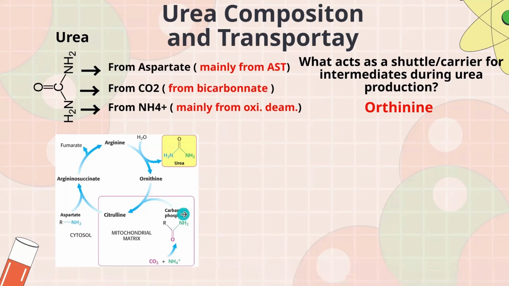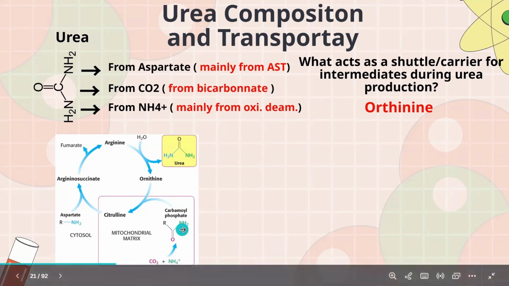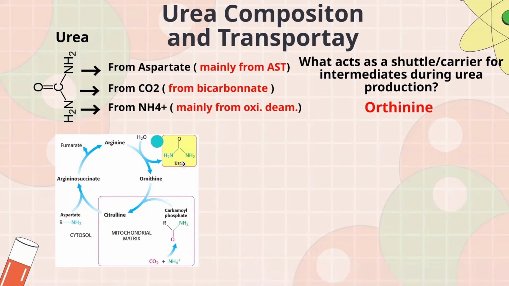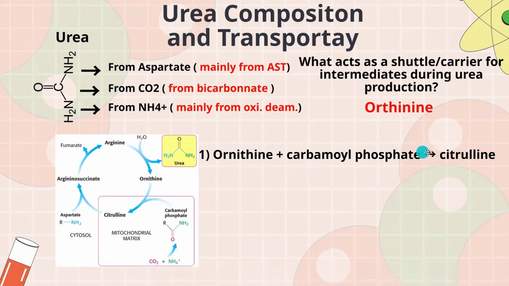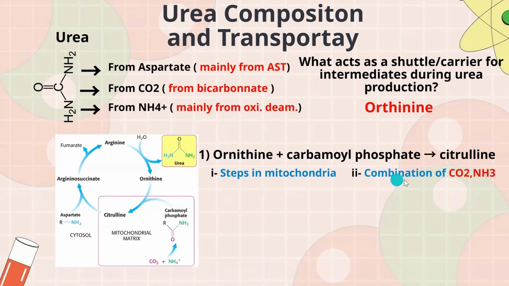Carbamoyl phosphate is made from carbon dioxide and NH4, basically the two components that make our urea. They form carbamoyl phosphate, and then carbamoyl phosphate combines with ornithine to form citrulline. This is the first step, and it is the only step that happens in the mitochondrial matrix. So ornithine and carbamoyl phosphate make citrulline, and these steps are in the mitochondria. It's a combination of carbon dioxide and NH3 or NH4 plus.